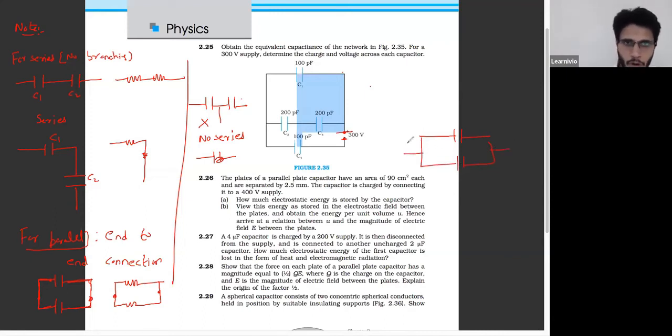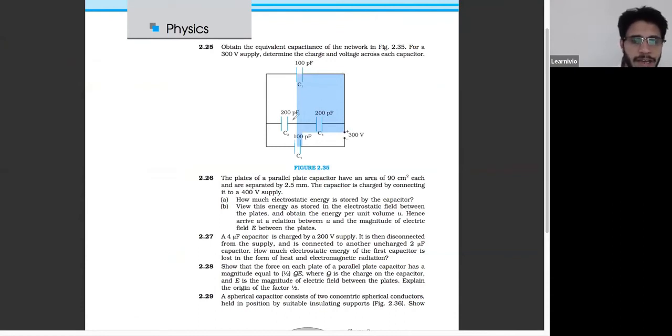If I put one capacitor here, are these two in parallel now? No, because for a parallel combination you need an end-to-end connection. One end of this capacitor should be connected to this end. So, no parallel combination. Make a note in your notebook and write these terms. These terms will help you in complicated circuits.